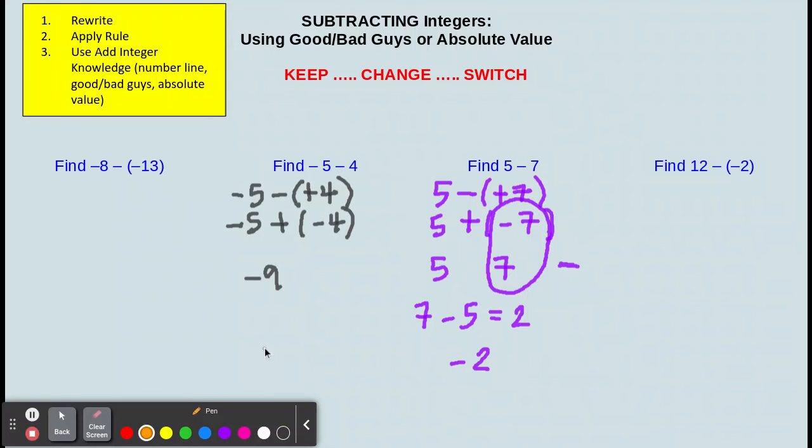Now on this last one, we'll rewrite it. Oh, we don't need to rewrite it. Okay, so we keep, change, switch. So instead of being a negative 2, it's now switched to a positive 2. Well, this just looks like what? 12 plus 2. We know 12 plus 2 is 14.